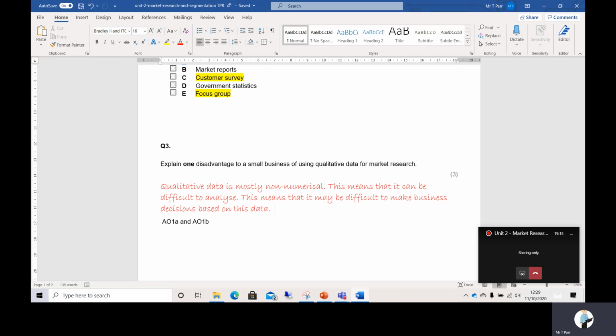And I'd say that's the difficult thing about these types of questions. It's easy to remember it, which is AO1A. It's difficult to get these linked strands. So qualitative data is mostly non-numerical. That shows our understanding. That's why it shows our knowledge. This means that it can be difficult to analyze. I've used "this means that" twice, but it's not a problem. This means that it may be difficult to make decisions based on this data.